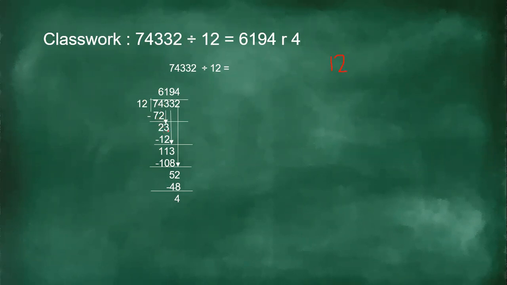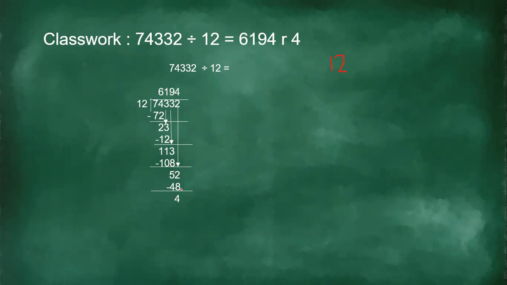Bring down the 3. Then we ask, 12 going into 23 goes how many times? Once. 1 times 12 is 12. 23 minus 12 is 11. Bring down the 3. Then 12 into 113. I know that 9 times it goes to 108. So 9 times 12 gives me 108. 113 minus 108 gives me 5.